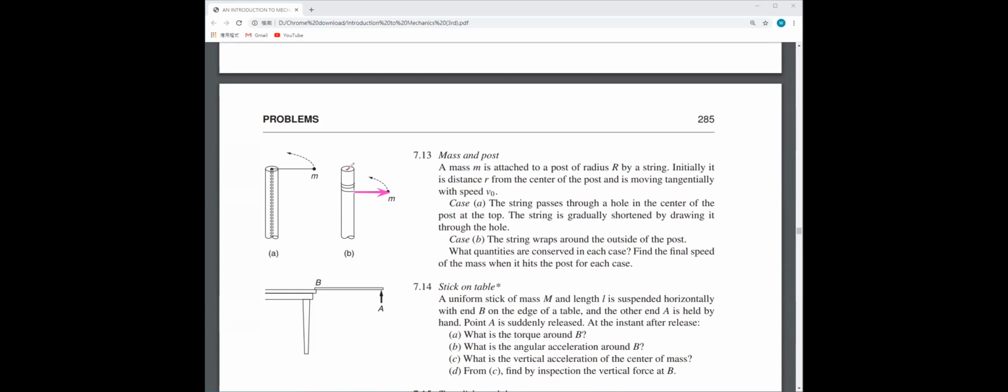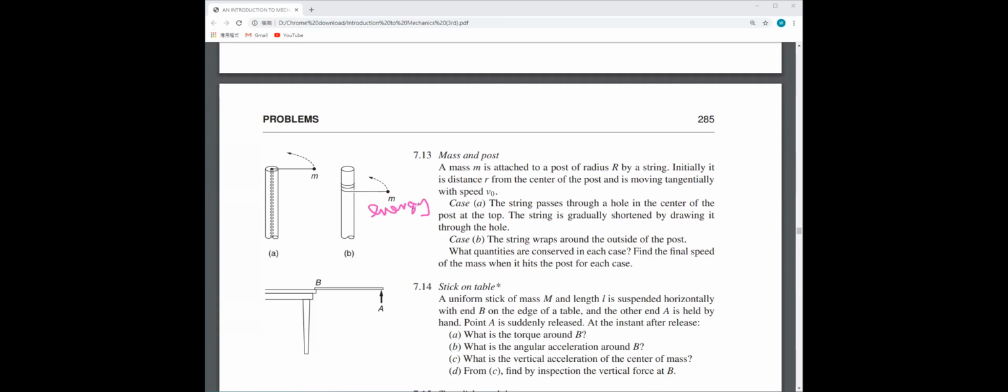Now you can only take the moment about a fixed point. You can't say that the point I take the moment about is the contact point, or the end point of the contacting wire. No, you can't do it like that. This point is rotating, okay? This point is rotating. So actually what is conserved in this case is the energy.